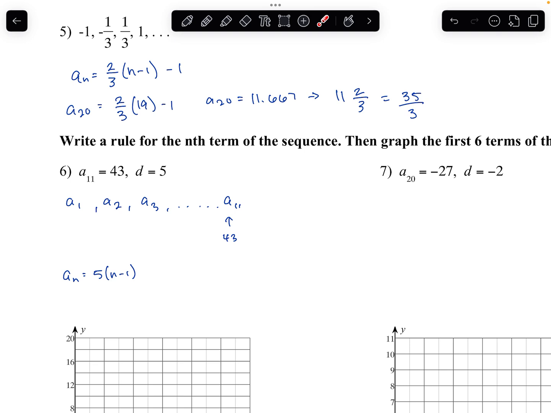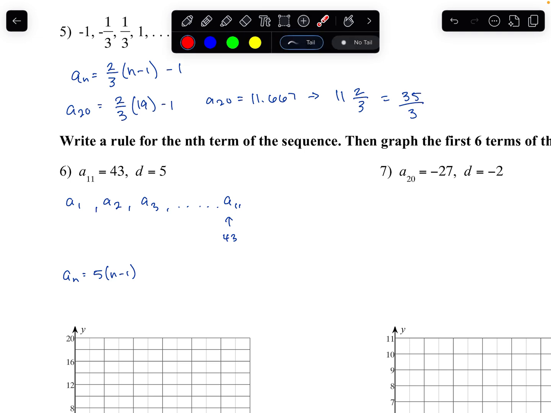Well, you would have to subtract 5, subtract 5, subtract 5, and so on, in order to get to this first term right here. You would have to do it 10 times because this is the 11th term. And so if you take 5 times 10, that's going to be 50.